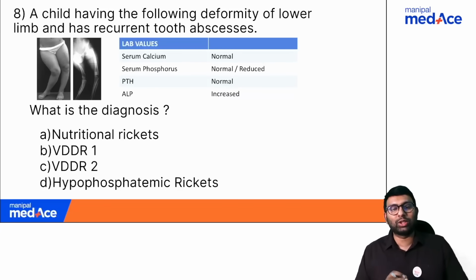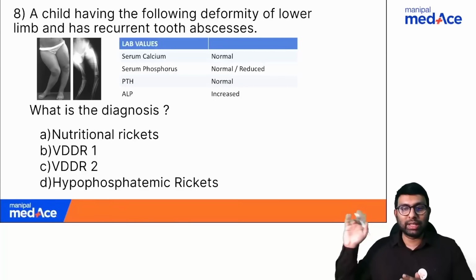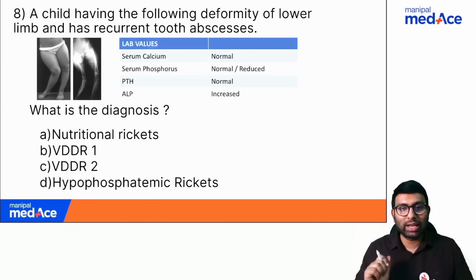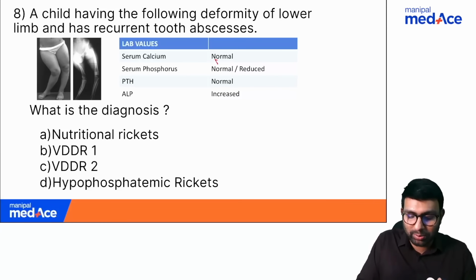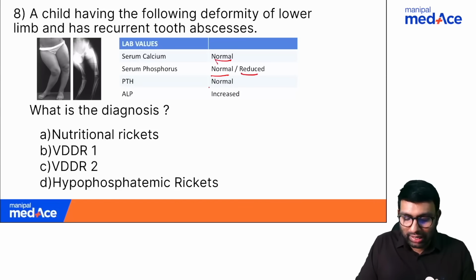Now coming to the 8th question, a child has recurrent tooth abscess, he has a deformity of the lower limb, the image is given above, and also lab values are given. They've told you that the serum calcium is normal, serum phosphorus is normal. Some people have told me it was reduced, but doesn't matter, any of those is fine. They're told parathyroid hormone levels are normal and ALP is increased.